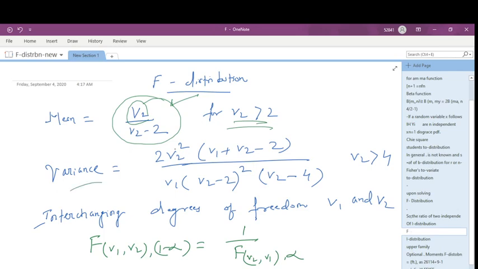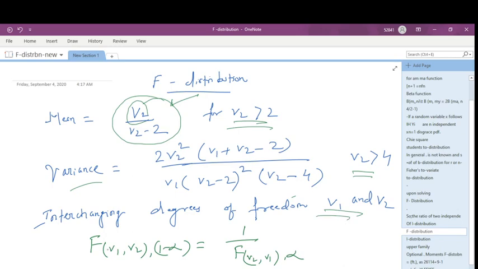Variance will be 2 mu2 square multiplied by mu1 plus mu2 minus 2, divided by mu1 multiplied by mu2 minus 2 whole square multiplied by mu2 minus 4, and this is again for mu2 greater than 4. One important thing in F distribution when you solve problems in statistics is interchanging degrees of freedom mu1 and mu2. I will show you one example.